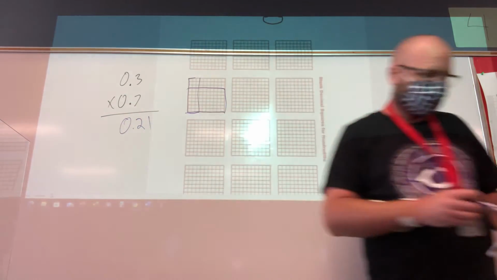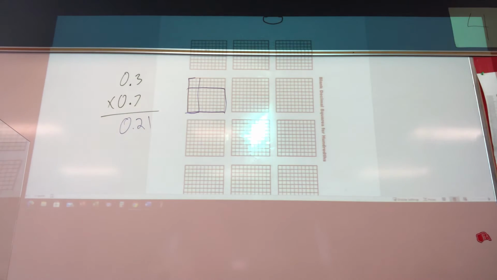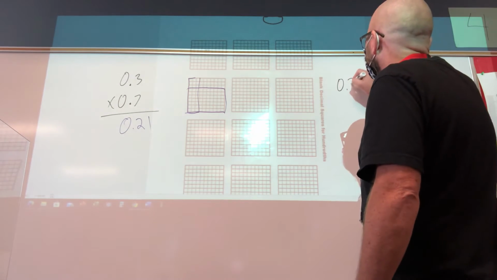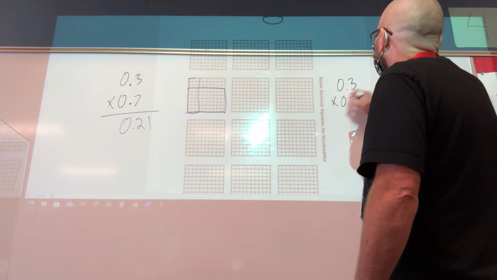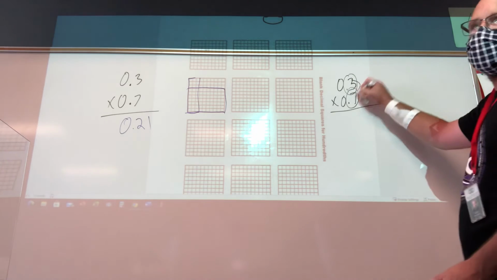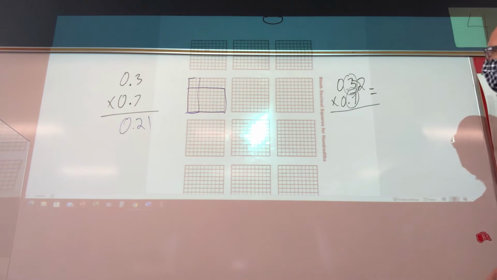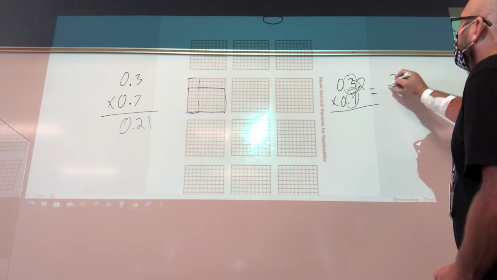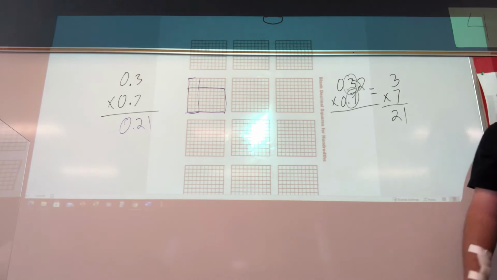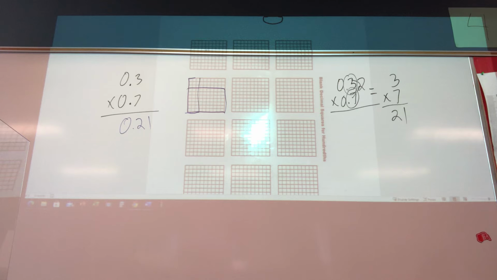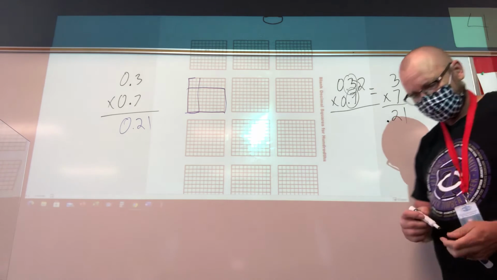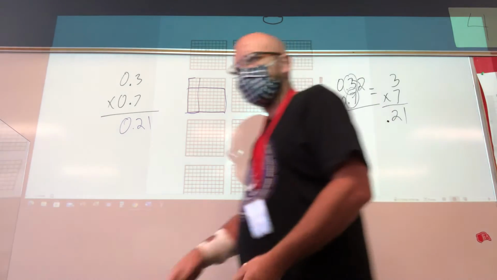Next one. If I do this in the standard algorithm, I have 2 numbers behind my decimal point, the 3 and the 7. That means I have to have 2 behind it in my answer. And then I rewrite it without the decimal point. 21, 2 numbers behind the decimal point in the problem. There must, and I repeat, must be 2 numbers behind it in the answer.